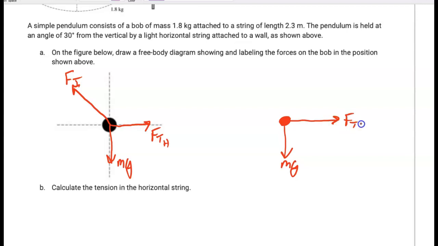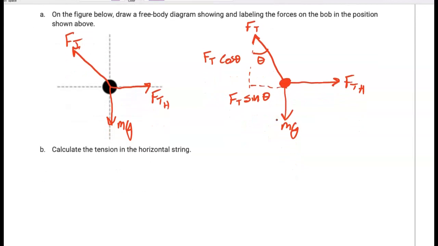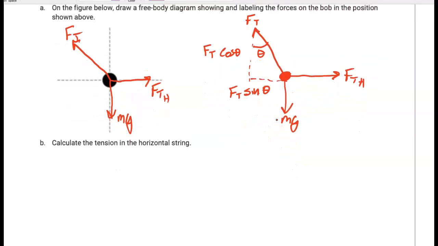So this is the force of tension horizontal, and then this one should have components. And they put the angle right here. So we're going to put the angle there, and we know this is force of tension times the cosine of the angle, and this one is force of tension times the sine of the angle. Cool. Now they want us to find out what is the tension in the horizontal string.